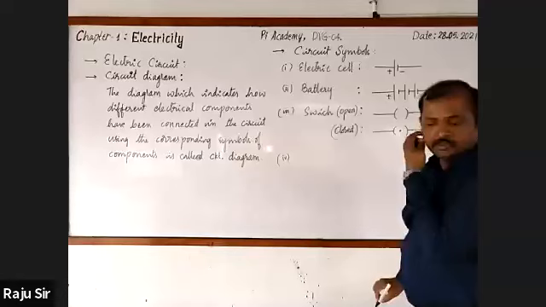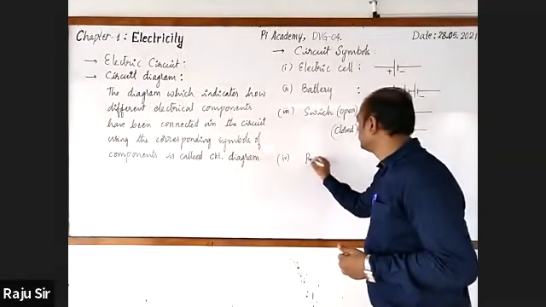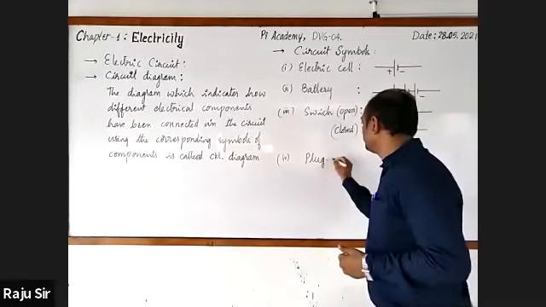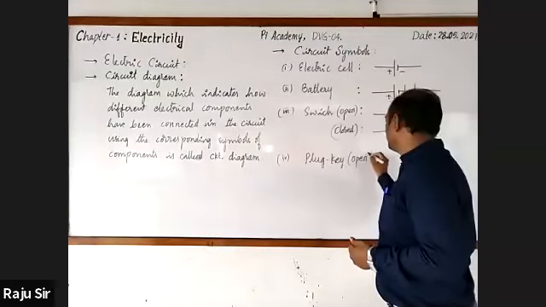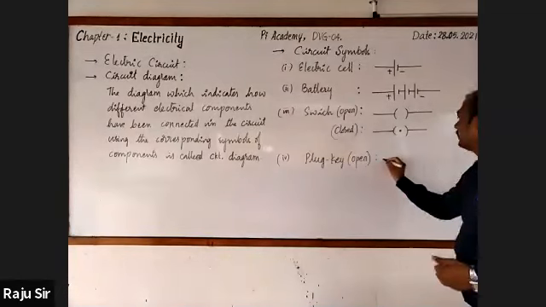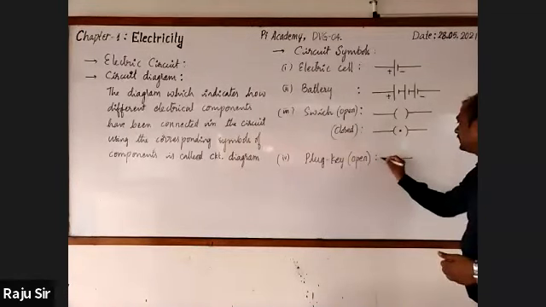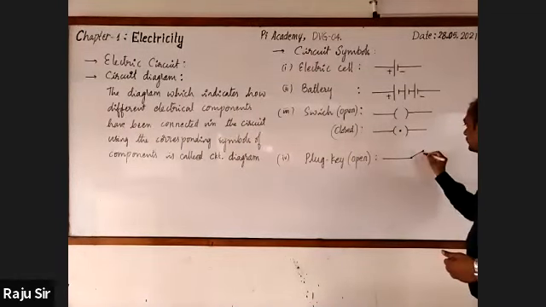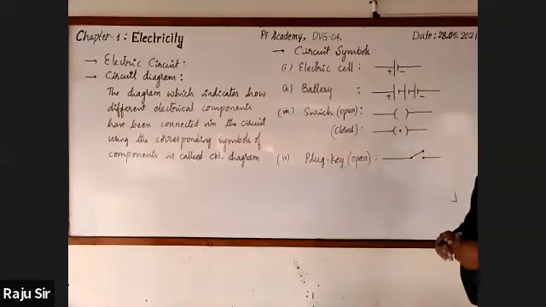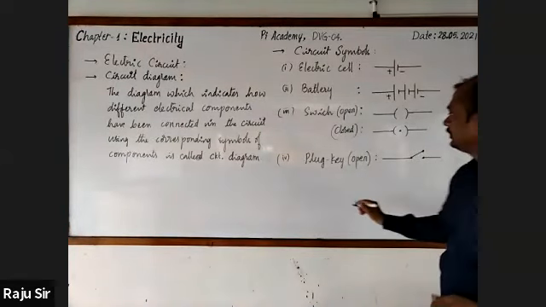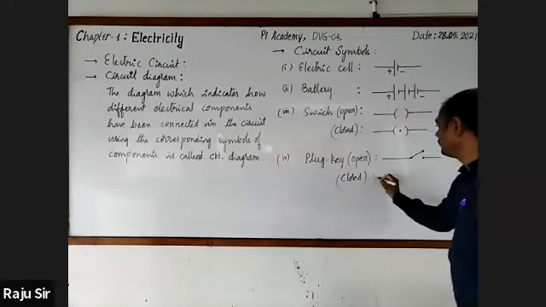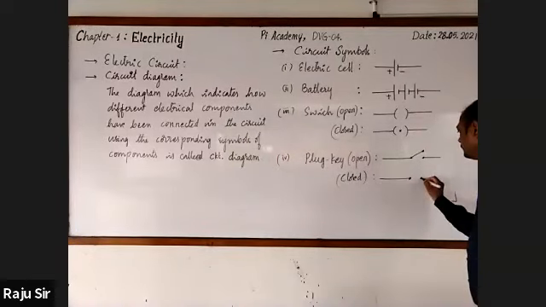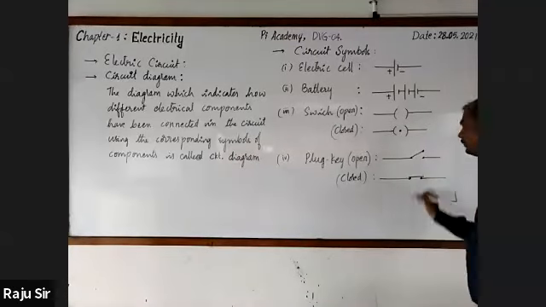Fourth one, plug key. Here also, the first one is open. And the key needs to be represented like this. It is open. Next, closed. We write either like this or just draw a line over that.